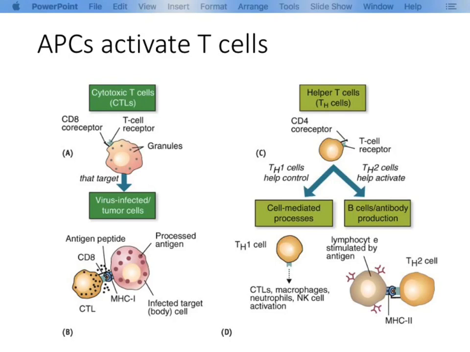In the case when a T helper cell binds to a B cell and binds to MHC2 on a B cell, well, it takes this B cell from a naive state and now activates it as well. And we'll talk about that activation of the B cell probably on Friday. Okay. So T helpers, they regulate this response.